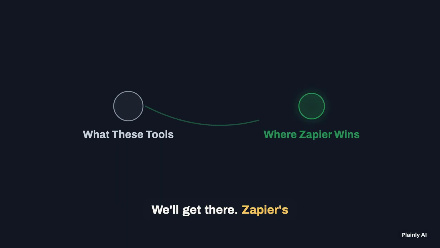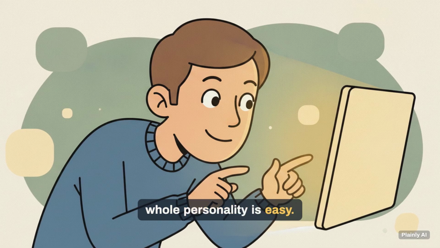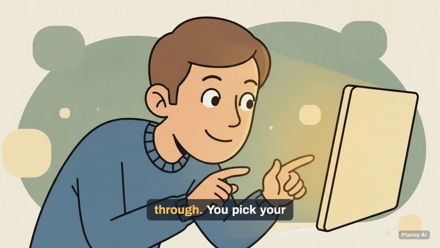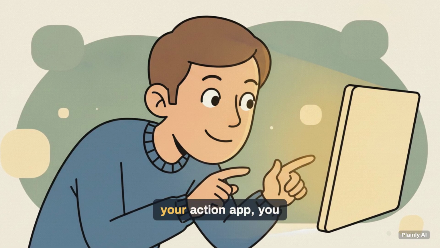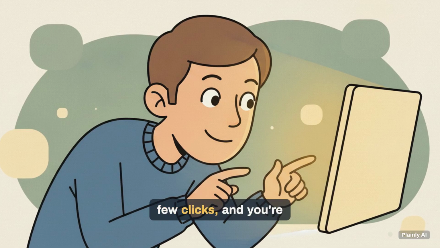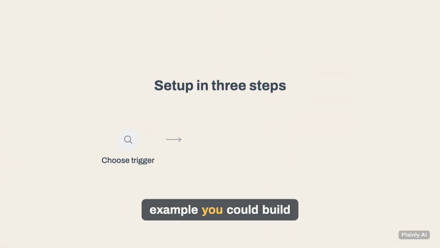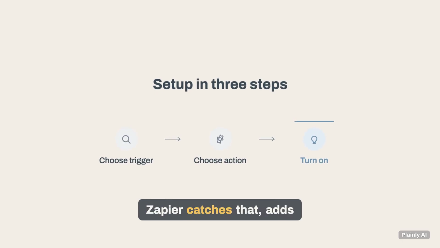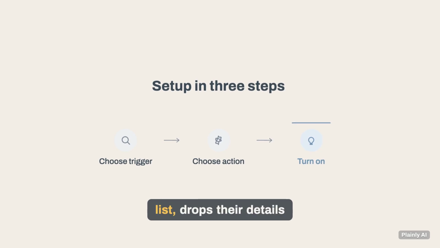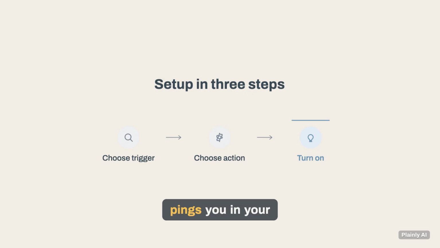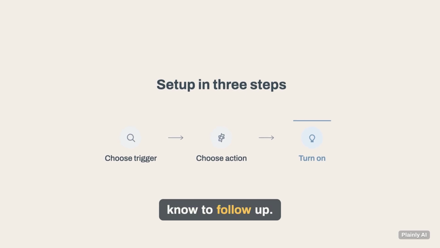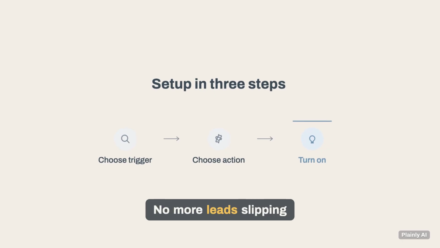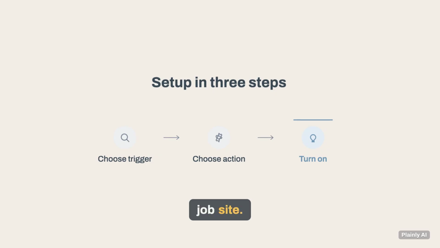We'll get there. Zapier's whole personality is easy. If you've never built an automation in your life, this is the gentler door to walk through. You pick your trigger app, you pick your action app, you connect them in a few clicks, and you're running. Here's a real example you could build today. A new lead fills out the contact form on your site. Zapier catches that, adds them to your email list, drops their details into a spreadsheet, and pings you in your team chat so you know to follow up. That whole thing is maybe a 5-step setup and it runs forever. No more leads slipping through the cracks because you were on a job site.